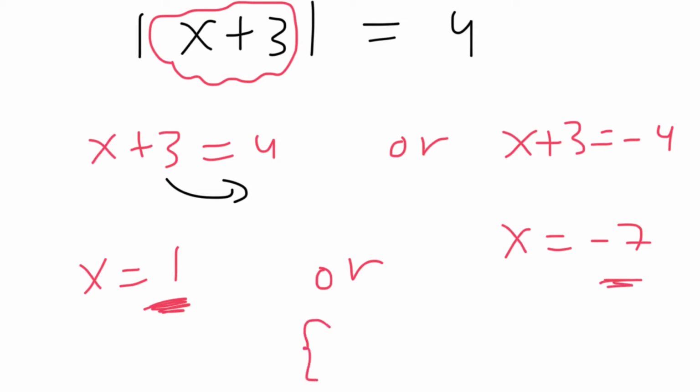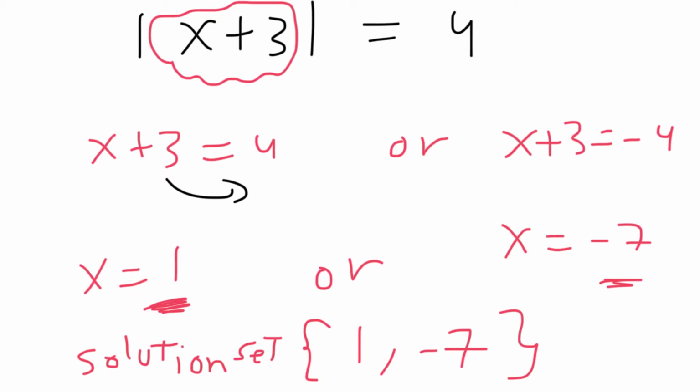And you can write them in a roster, a listing method. This is the solution set, if you want to write it, because we have more than one solution. The solution set equals 1 and minus 7. Two solutions. Clear now? Let's see now our example.